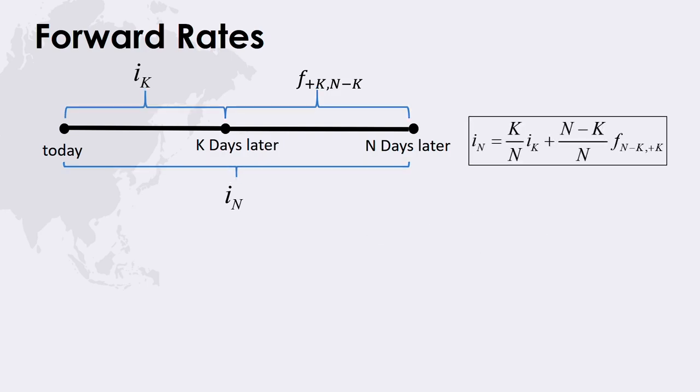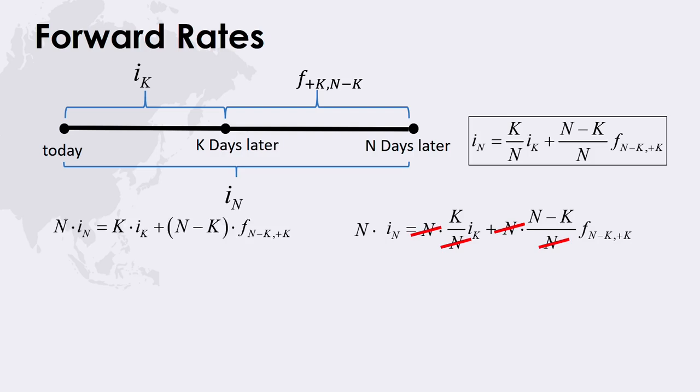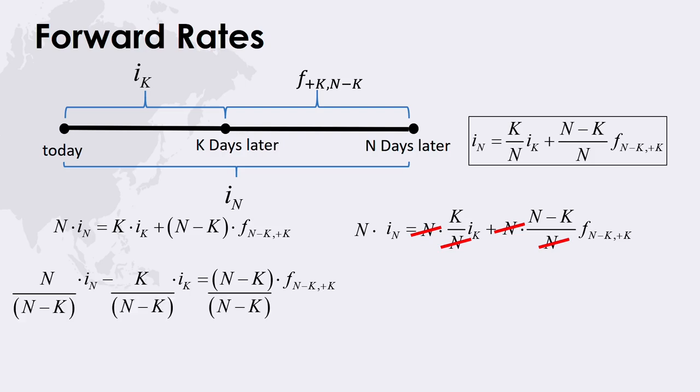With this definition, a little algebra will allow us to calculate the forward rate. Multiply both sides of the equation by N. Subtract K times I subscript K from both sides of the equation. Divide both sides by N minus K to solve for the forward rate. The forward rate can be thought of as that part of the interest which is payment for the time after day K for N minus K days through day N.